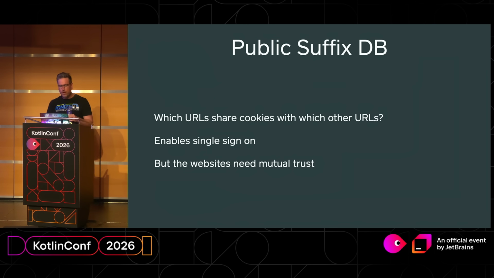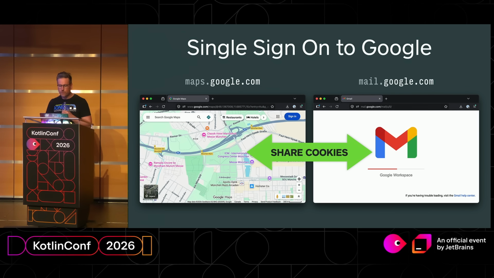And so the question that the public suffix database exists to answer is, which URLs share cookies with each other? If you go to maps.google.com in your browser and you sign in, and then you go to mail.google.com in your browser, you will already be signed in. That's critical. And so both of those websites share cookies. They share the user identity.